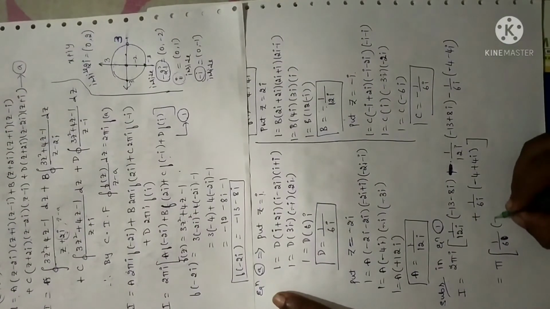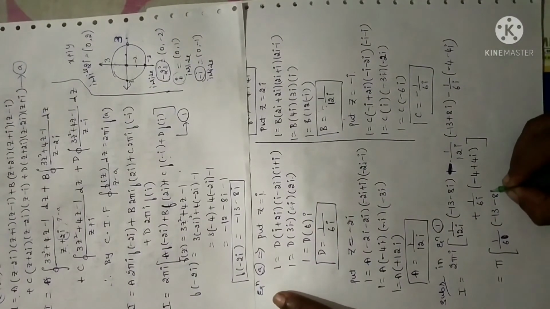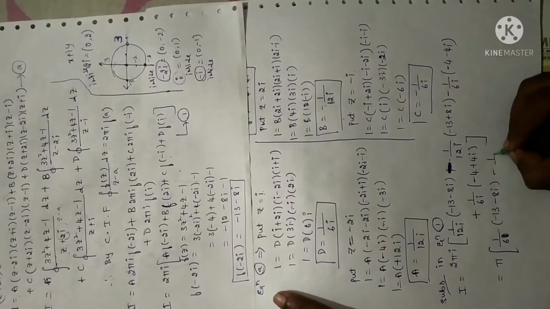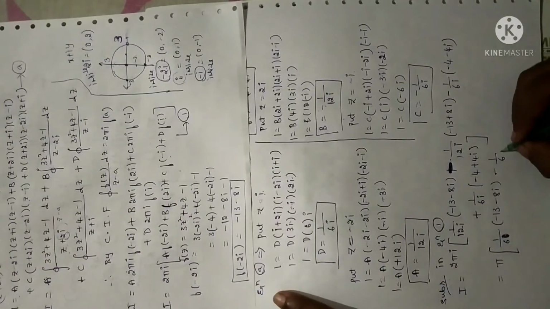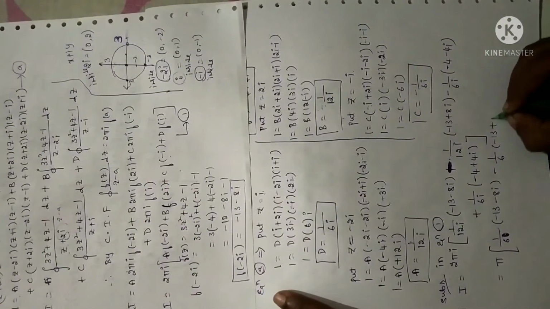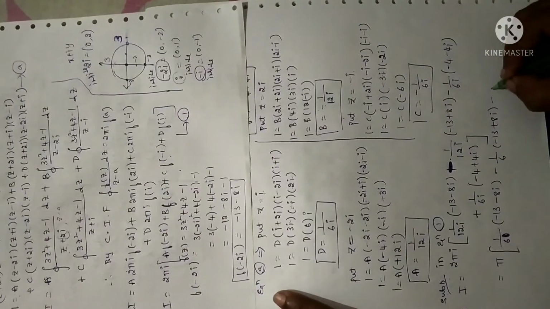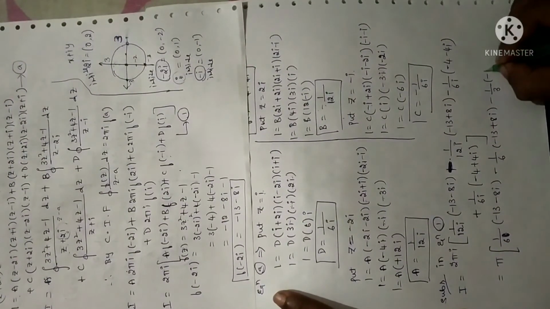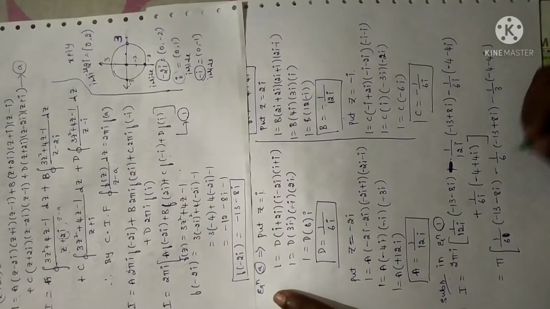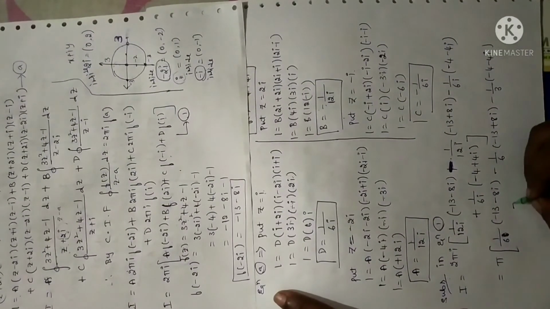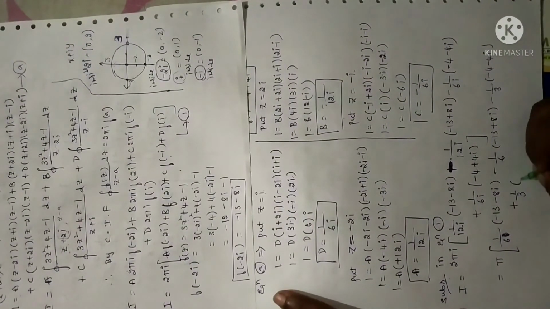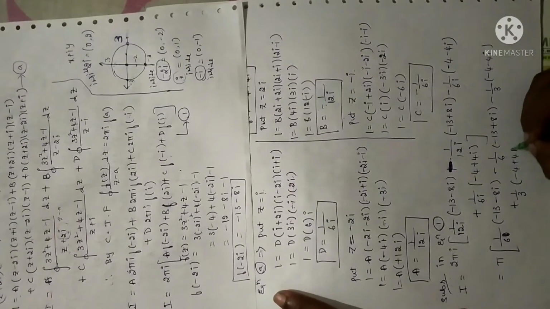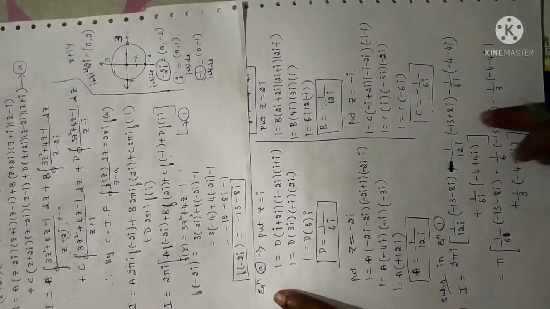1 by 6 into minus 13 minus 8i. Again minus 1 by 6 you will get. Why? Because 2i is common, you have taken. So minus 13 plus 8i. Now 2i you have taken, so you will get minus 1 by 3 into minus 4 minus 4i. Again 2i you have taken, so you will get plus 1 by 3 into minus 4 plus 4i. Now you have to simplify all these terms.